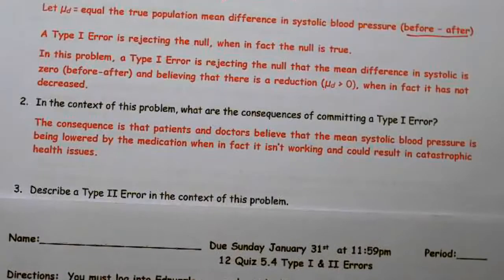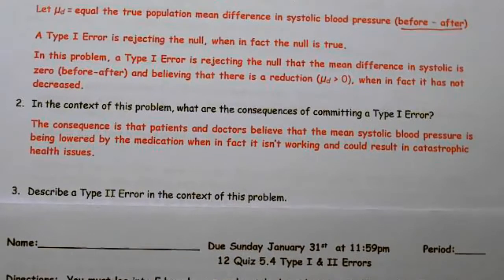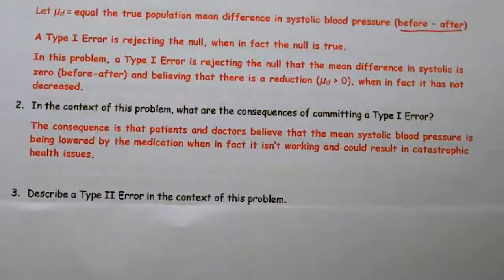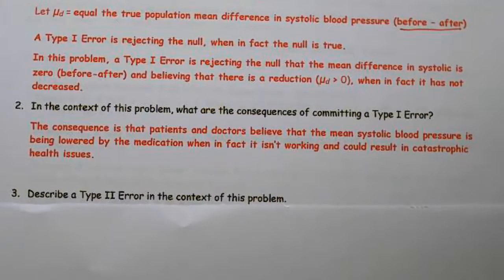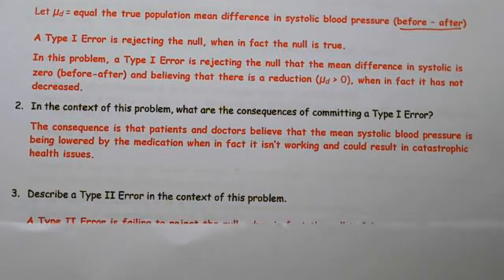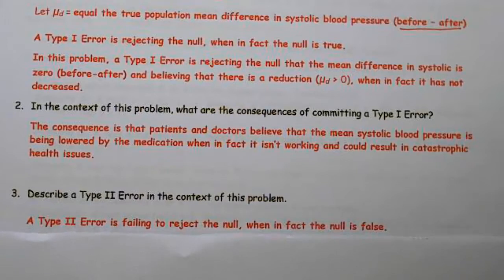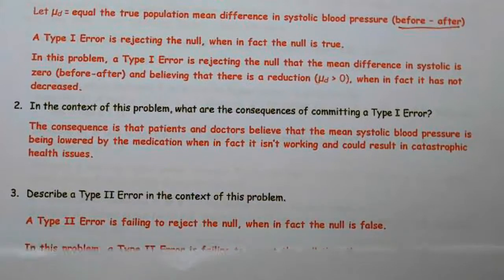Type 1. A type 2 error. Describe a type 2 error in the context of this problem. Once again, when we're doing a type 2 error, we're going to define what a type 2 error is. By general definition, a type 2 error is failing to reject a null when in fact it's false. Well, that's for definitional purposes, but we need to go on and then put this into context. Because this will get you no credit by itself, but it lets the reader and the grader know that you know what you're talking about.